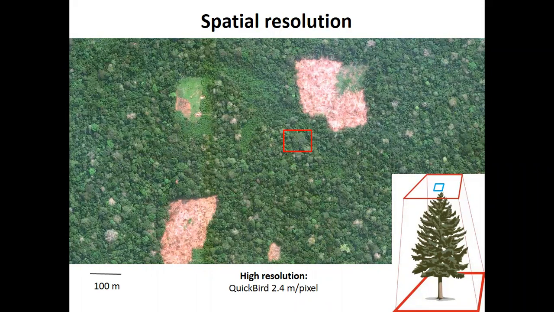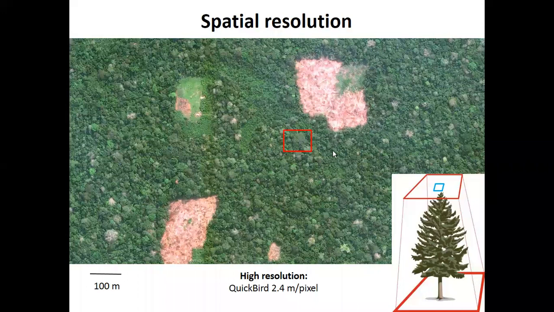So every pixel represents on the ground an area of about 2.4 meters by 2.4 meters. So it is just a few square meters. And as we can see, this pixel is usually smaller than the size of a single tree, so each tree could even be represented by a few pixels.